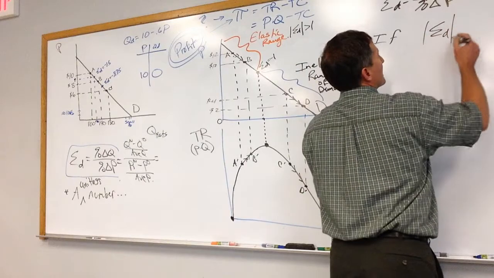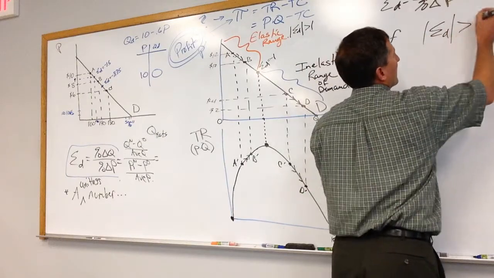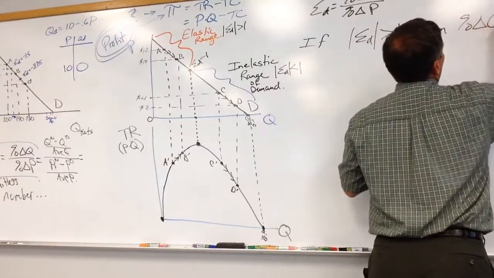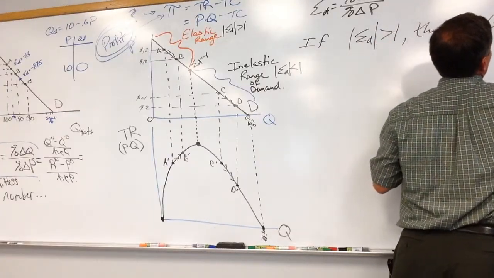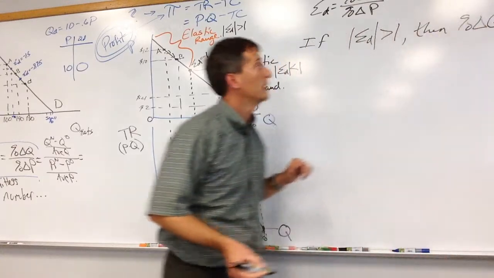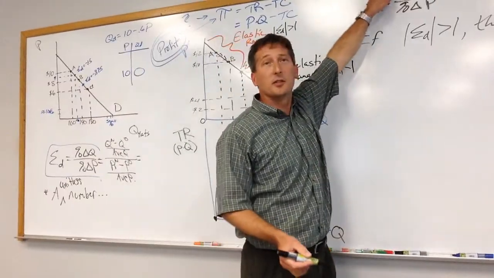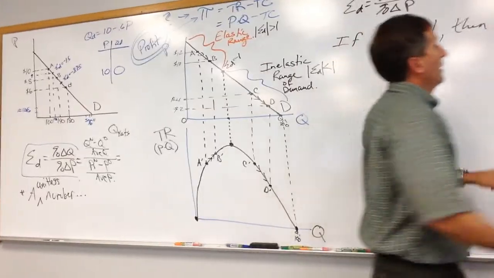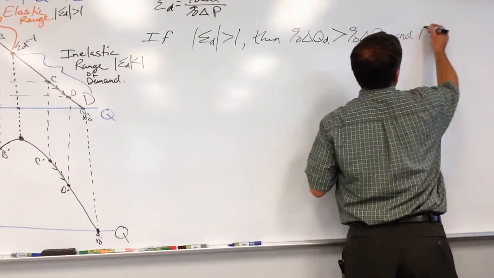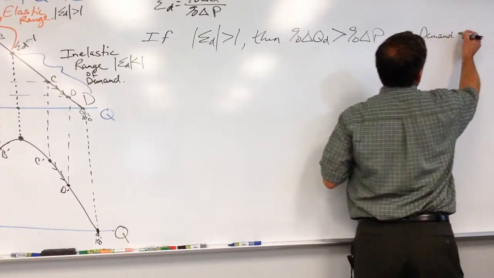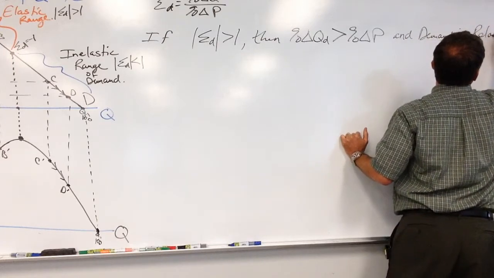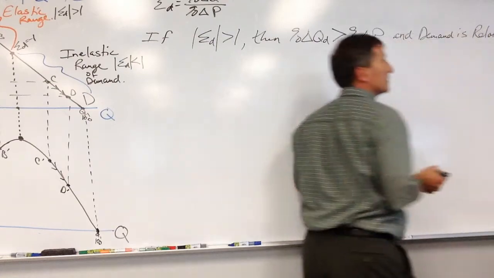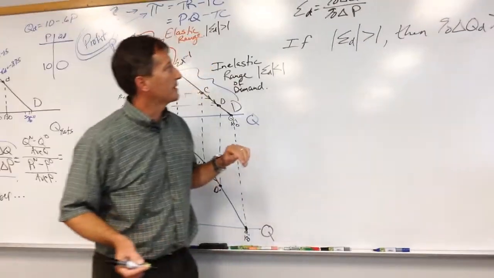If the elasticity of demand is greater than 1, then the percentage change in quantity demanded is greater than the percentage change in price. The upstairs is bigger than the downstairs. And demand is relatively elastic. Demand is relatively elastic.